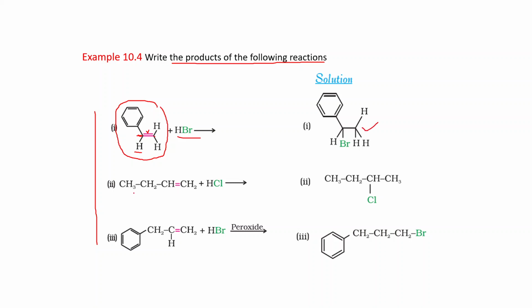Now in the same way, HCl is added. Addition is according to Markovnikov rule. These are the double bonded carbon atoms. Cl will attach to which carbon? Definitely this carbon, which has the lesser number of hydrogen atoms. That's why the product is this.